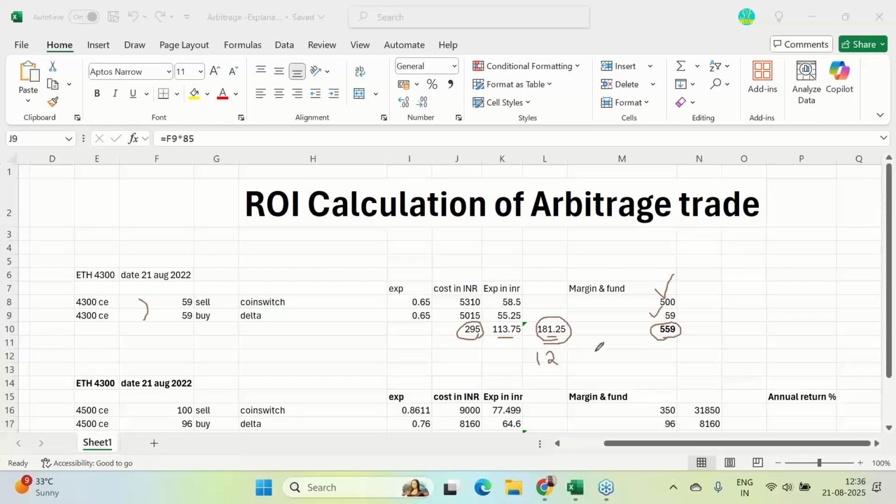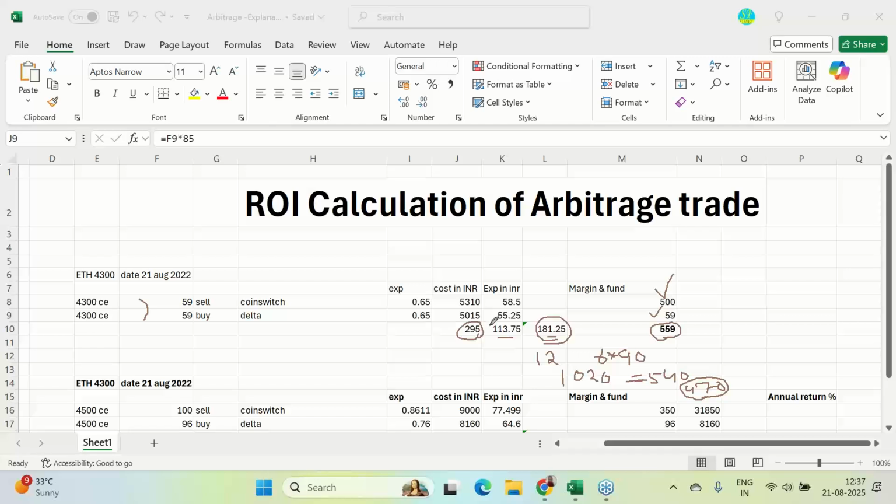So here $6 I am closing, 6 into 90 is my loss, so 540 is my loss. And 12 into 85 comes to 1,020. So 1,020 is my gain. So I am making almost 470 here, my profit is double of 470.